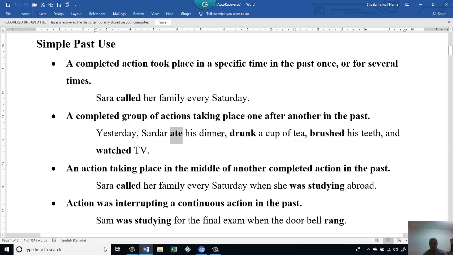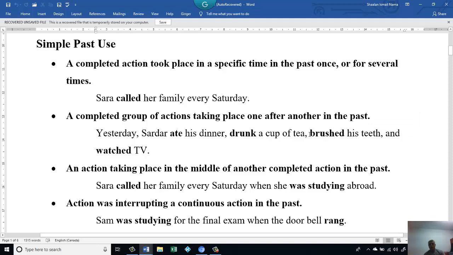We call this kind of verb an irregular verb, so you have to memorize it. Then we have the second one, same thing. We could say Sardar drank a cup of tea. Because we have the same subject, we just delete the subject so as not to repeat it again. Drank here is the past of drink. Then we have here a cup of tea, which is the object of the subject.